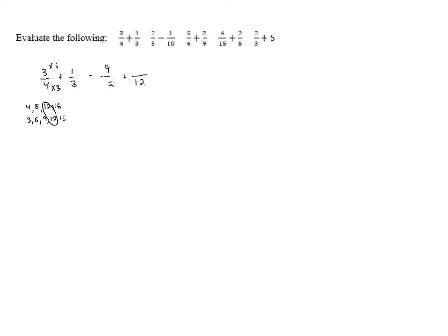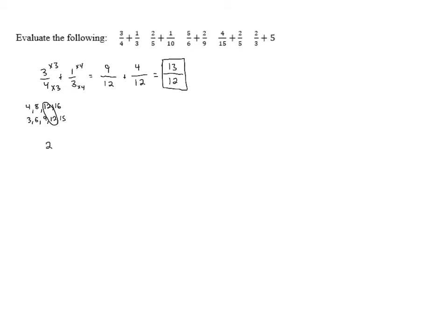Now let's look at 1/3. For 3 to become 12, it had to get multiplied by 4. So we'll also have to multiply the numerator by 4. 1 times 4 is 4. So now what we've done is we've rewritten these fractions in their equivalent forms with 12 as the denominator. And once we have a common denominator, we can finish just like all the other problems we've done by keeping that common denominator in the bottom and adding the numerators in the top. 9 plus 4 is 13, so we get 13/12 in this case.